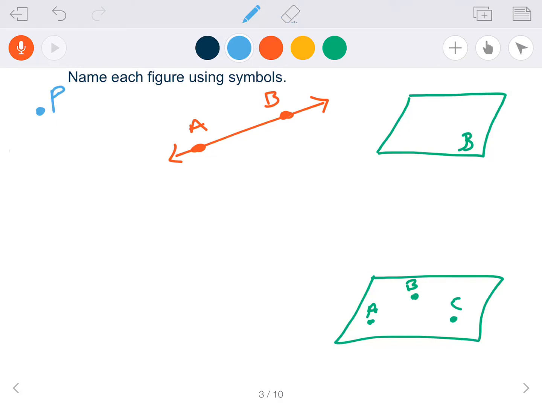Name each figure using symbols. The first figure has a dot with a capital P. We would label that point P. To name a point, it must be a capital letter. In math, we have lowercase letters and capital letters to mean different things. When we're describing a point, it always has to be a capital letter.